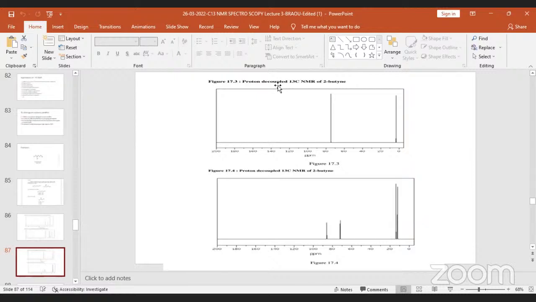Again, the same question may be asked in a different way. 1-butyne, you know, the same molecular formula.